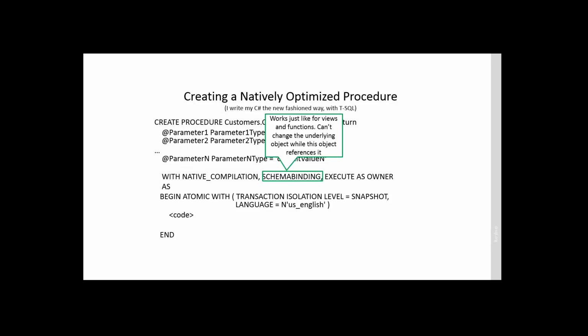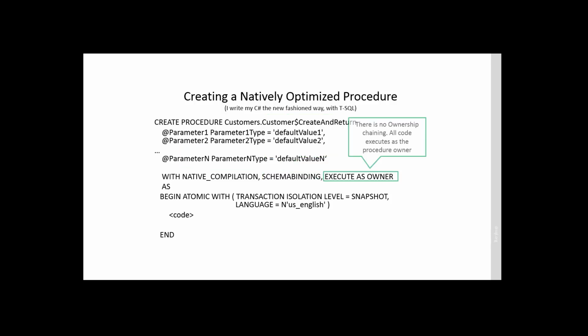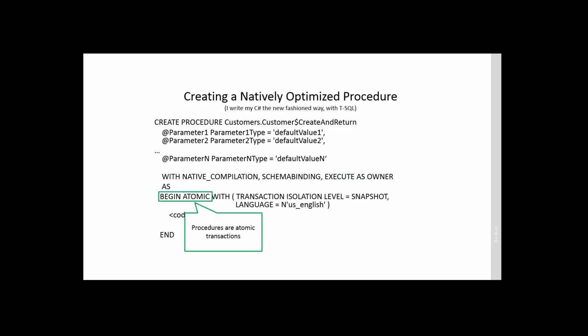We are giving it schema binding, so you can't change any of the objects that this particular object owns. There's no ownership chaining. You tell it the owner that it executes as, and it has access to anything they have access to, which is not as big a deal when all you can access is in-memory objects. But as things change, you want to really watch your use of execute as owner.